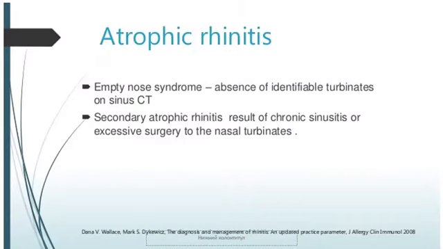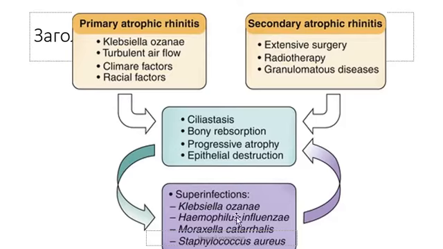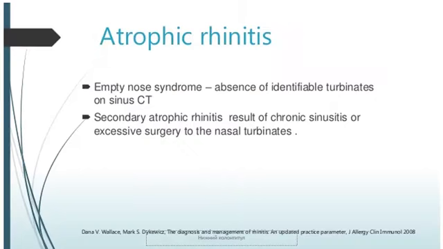In ozena, the etiological factor is Klebsiella ozenae. There are superinfections, but they cause the specific atrophic rhinitis. But atrophic rhinitis may also appear as empty nose syndrome, which happens in developing countries and is related to overly aggressive surgery.